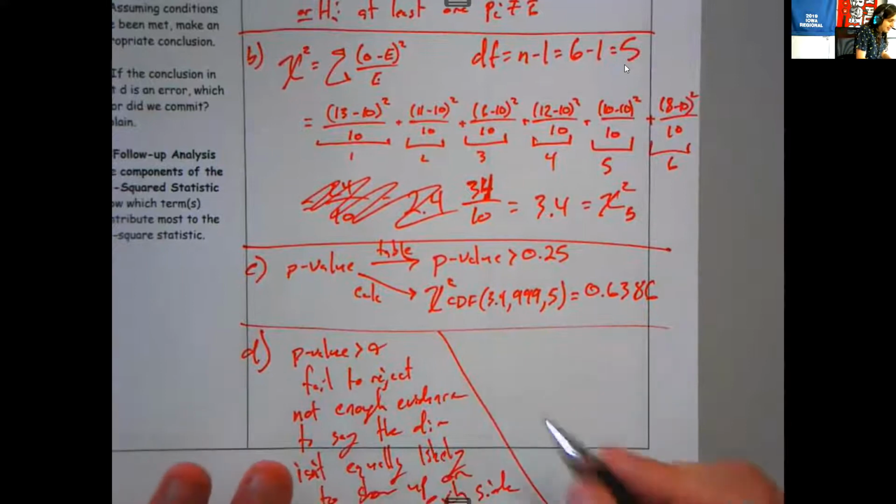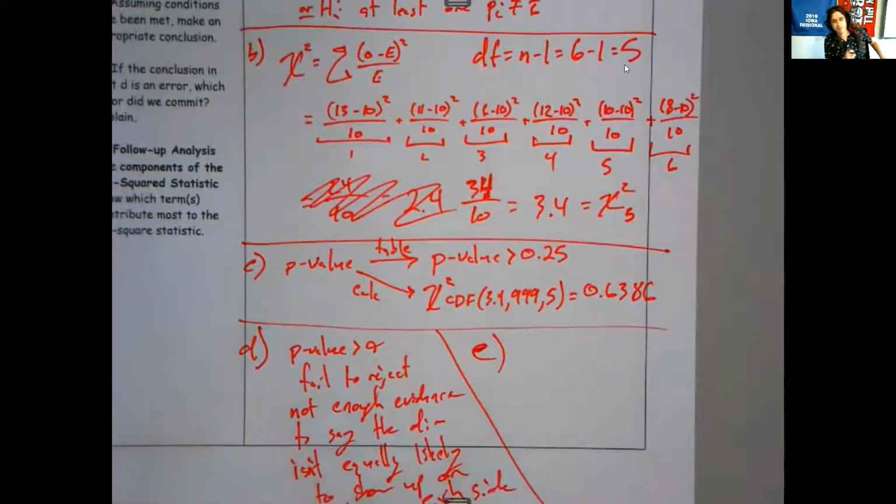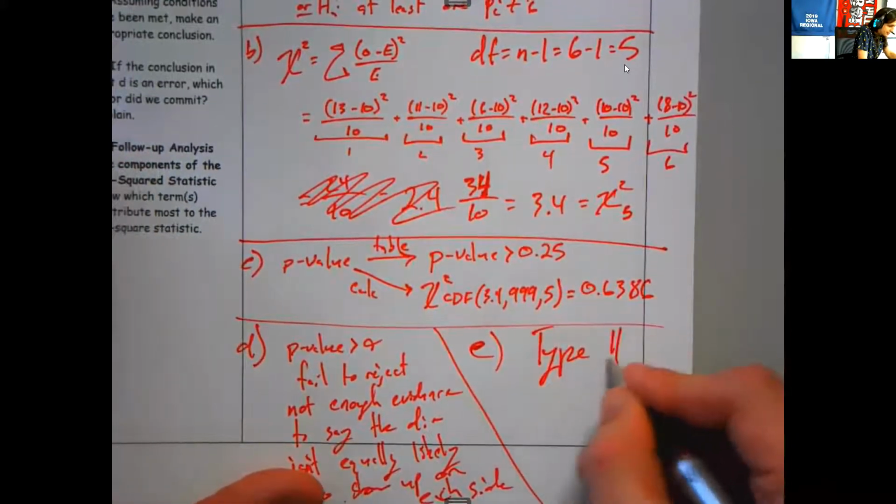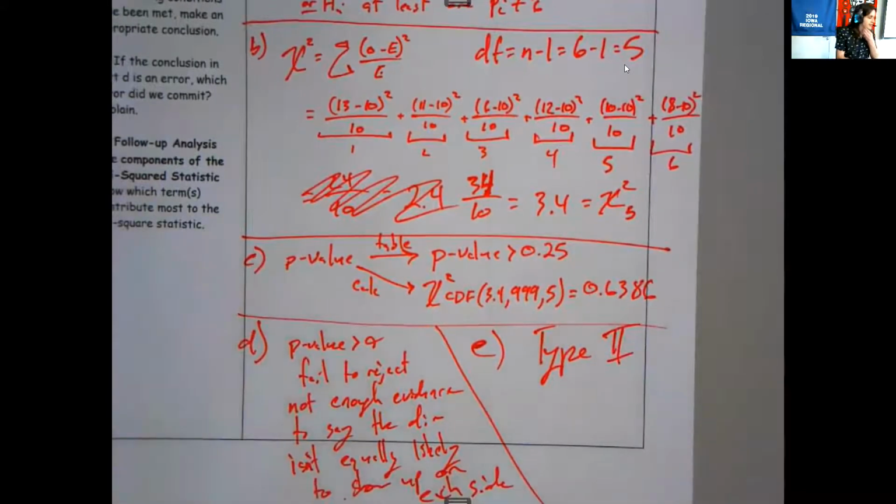All right, and then part E, what type of error might we have committed? By failing to reject, we may have committed a type 2 error, failing to reject a false null. And then part F, what contributes the most?